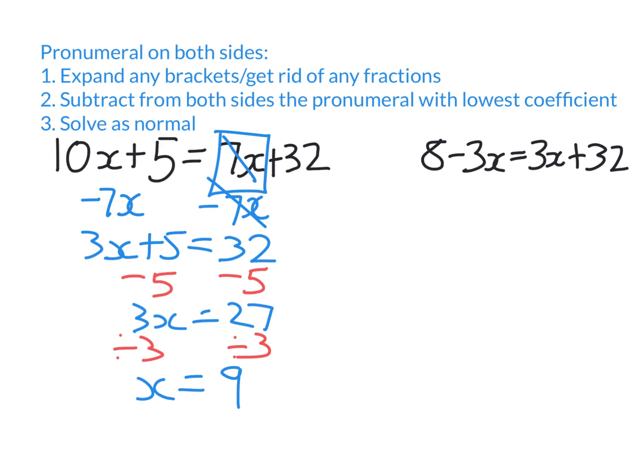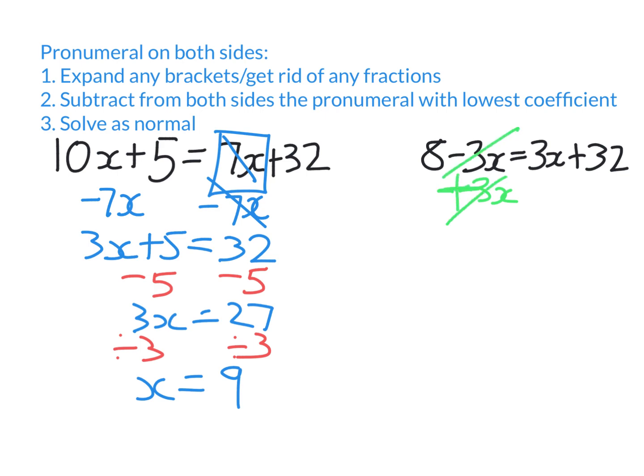All right, let's look at this one here that also has x on both sides of the equation. So there are no brackets or fractions to get rid of, which is good. So I'm going to go to step 2, subtract the pronumeral with the lowest coefficient. This is 3x, this is not 3x. This is actually negative 3x. Negative 3 is lower than 3.